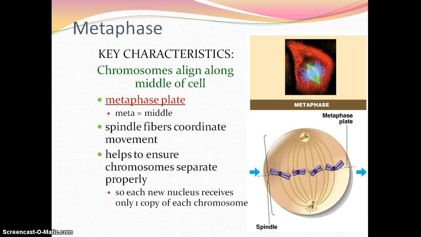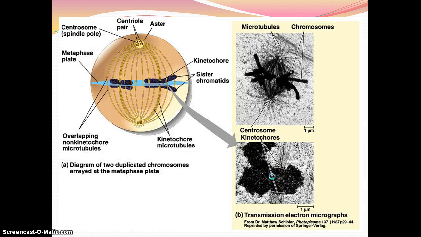So we left off with metaphase, and again, the key characteristic of metaphase is that the chromosomes are aligned along the middle of the cell. This is a great picture here on the right showing the microtubules and the chromosomes lining up. And you can also see on that lower picture the kinetochores, they're attached to the mitotic spindle.